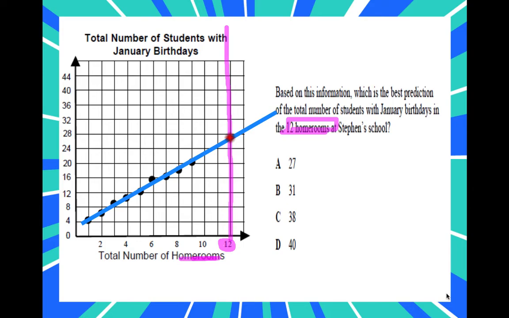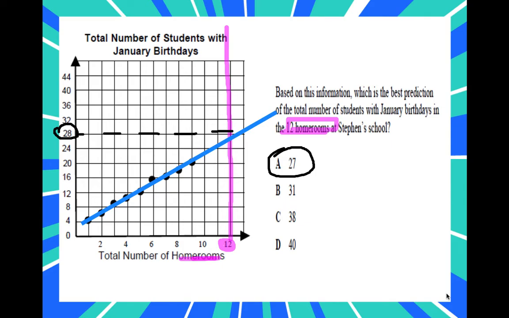So, what I'm going to do is I'm going to come over here, and I'm just going to follow that line. Yep. Follow it over to see where it hits. It hits at 28. Now, did it hit exactly on that line? No, it hit just a tiny bit under it. So, which one hits just a tiny bit under 28? All right. That is 27. Now, was that too bad? It shouldn't have been, all right?